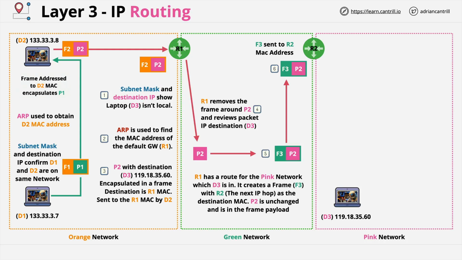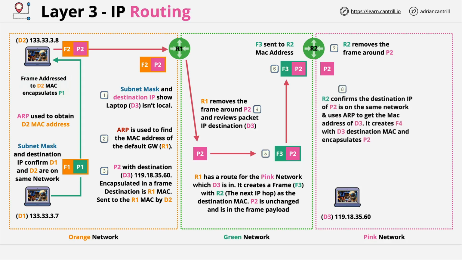The MAC address on the frame is its MAC address. So it accepts the frame and removes it from around packet P2. So now we've just got packet P2 again. Now router R2 reviews the packet and sees that it's not the destination, but that doesn't matter because R2 is a router. It can see that the packet is addressed to something on the same local network, so it doesn't need to worry anymore about routing.